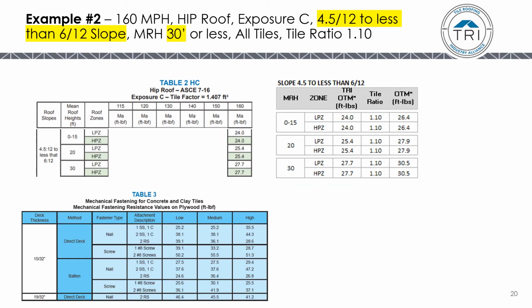Example 2 at 160 miles per hour, hip roof, exposure C, 4.5 on 12 to less than 6 on 12 slope with a mean roof height of 30 foot. We're going to look at all profiles with a tile ratio of 1.10. We go to table 2 HC and get our uplift moment from that table. We factor in the tile ratio.